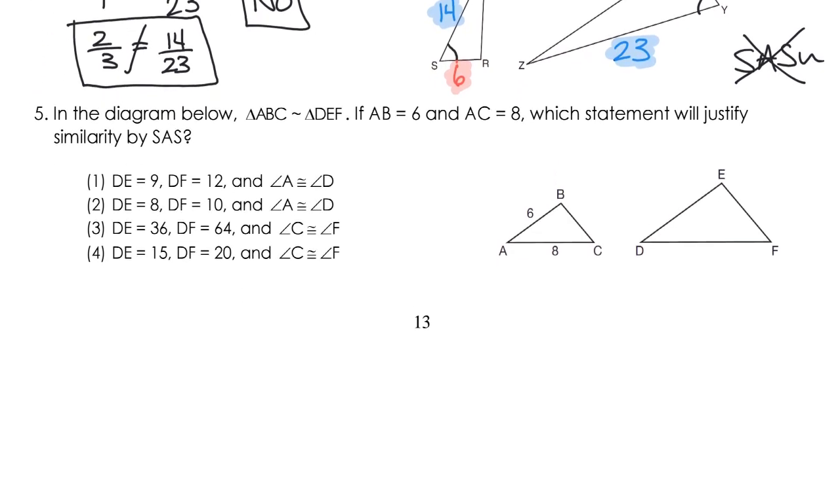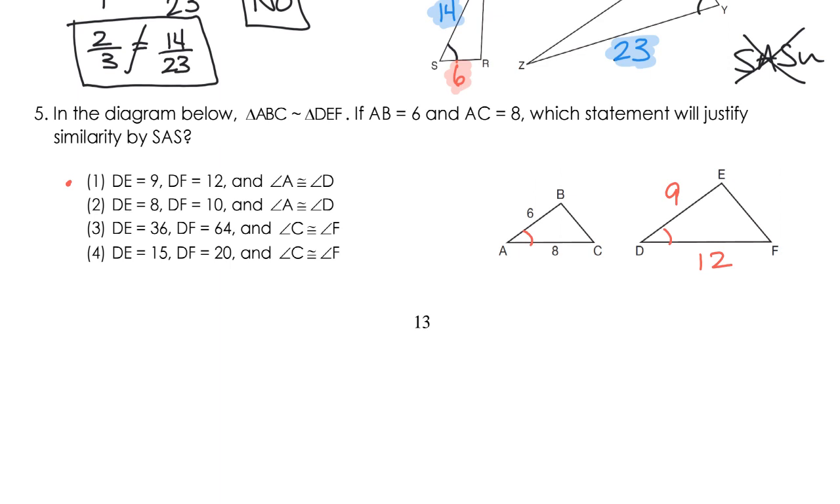All right, number 5, last one. It says in the diagram below, triangle ABC is similar to triangle DEF. And they told us that AB is 6 and that AC is 8, and they want to know which statement will justify similarity by side angle side. All right, so they're saying in choice 1 that DE is 9, that DF is 12, and that angle A is equal to angle D. All right, so there's the angle part about the side angle side. Now we just have to see if those ratios work out.